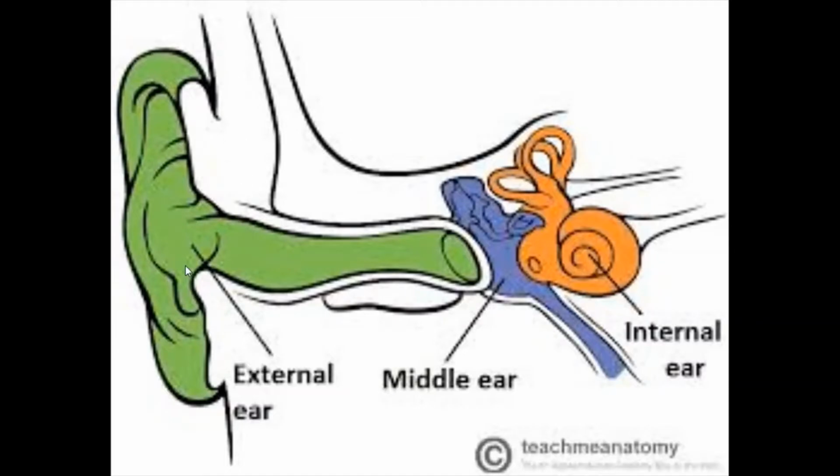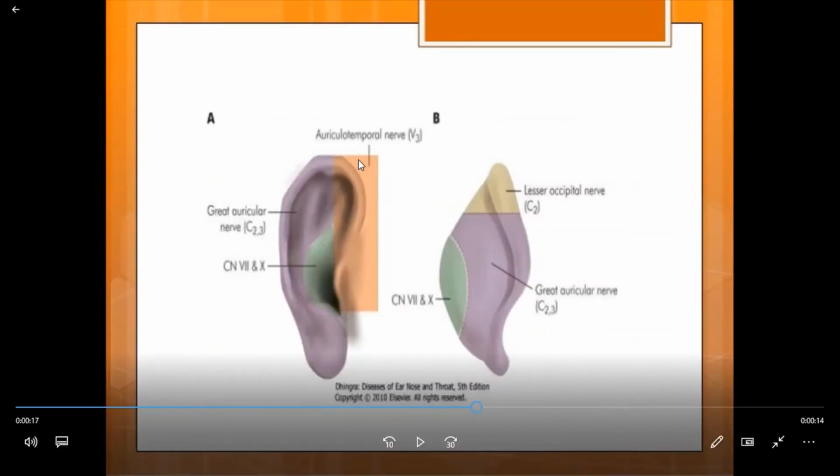Okay, so here's another diagram with a much clearer illustration of the external ear, the middle ear, and the inner ear. The first part that we'll be covering of the external ear is the pinna, the auricle. The most important thing about the auricle is that when we pull it backwards or in any position, it recoils back to its original state.